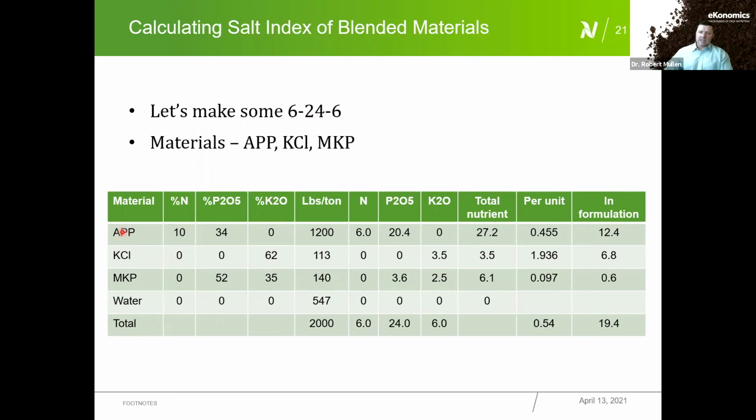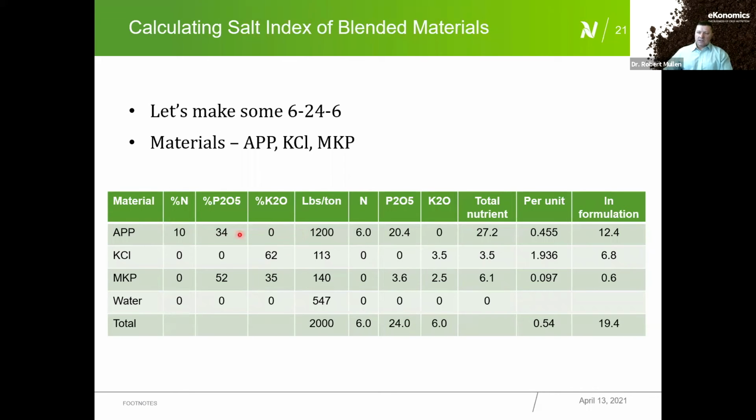So if I'm using ammonium polyphosphate and I'm using potassium chloride, and this is monopotassium phosphate, that's the MKP from a previous slide. This is the nutrient content of these various fertilizer materials. If I'm going to put these all into a liquid blend, okay, how much of the respective products do I need? And then what is the resulting salt index of this new formulation, this 6-24-6 product? This is how you go about this math.